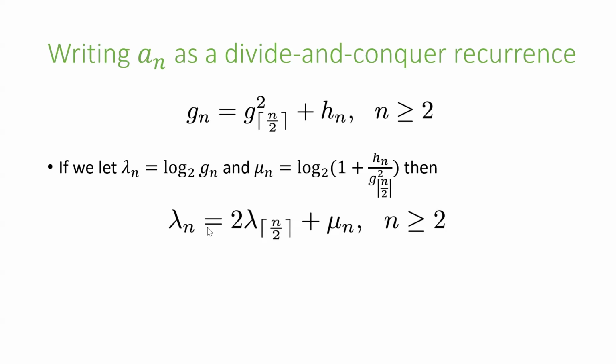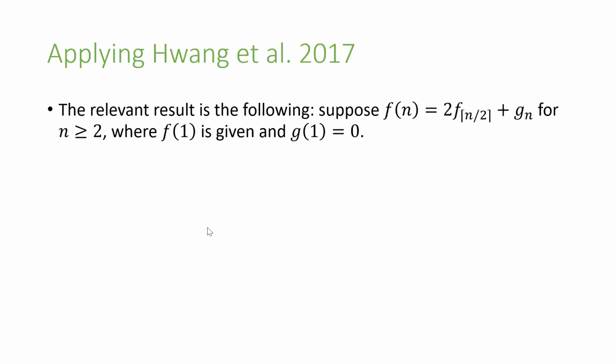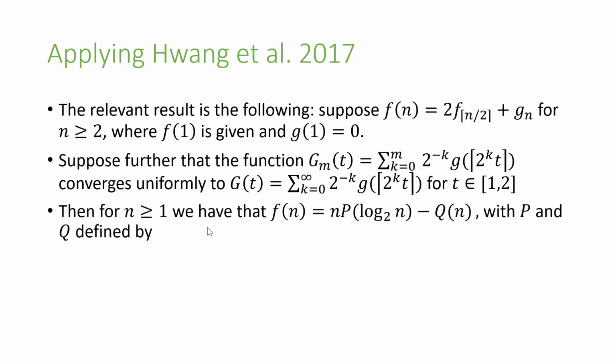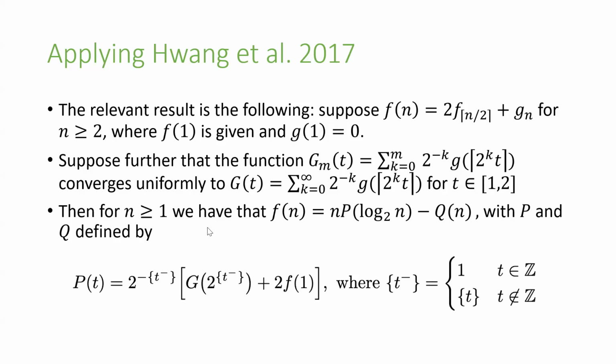And specifically, the result that we will be applying is Huang et al. 2017, which supposes that we have the divide and conquer recurrence that we have. If we have this uniform convergence criterion, where this certain sum in terms of lowercase g converges to this infinite series uniformly, then we can say precisely what f of n is in terms of a one periodic function and something that is smaller than it. In particular, you can say that it is this one periodic function p, where p is defined in terms of something that is kind of like the fractional part, but just a little bit different, and q.